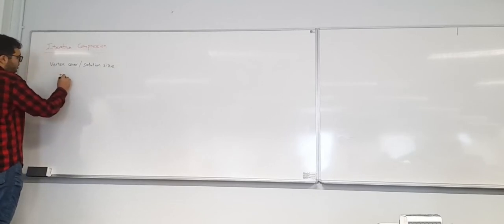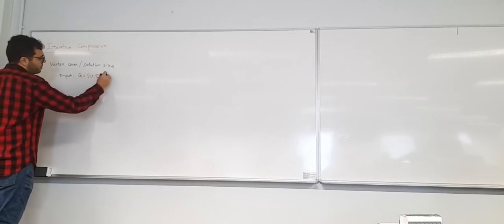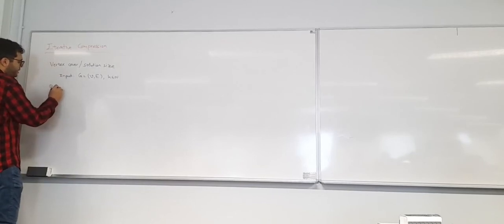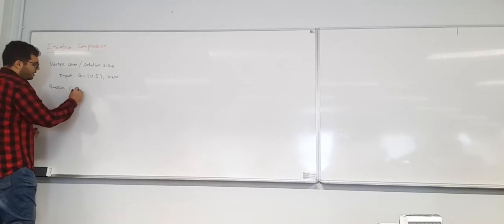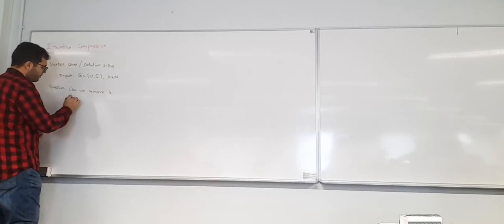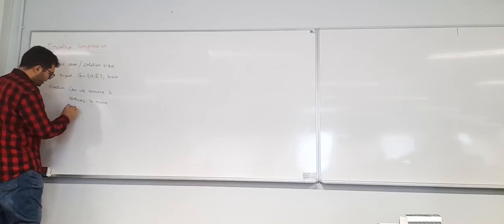Again, the input is just a graph G and some number K. And the question is, can you remove K vertices so that there are no edges remaining in G? So we want to find K vertices that cover all of the edges, or equivalently, we want to remove K vertices so that no edges remain. So can we remove K vertices to make G edgeless?